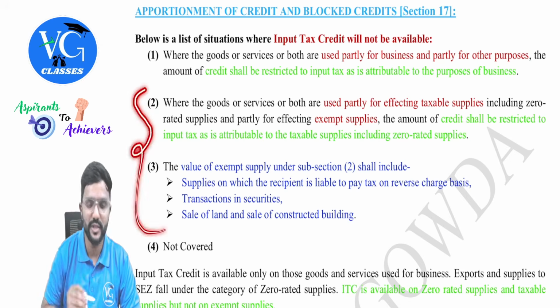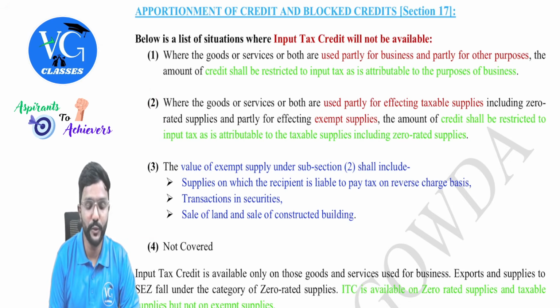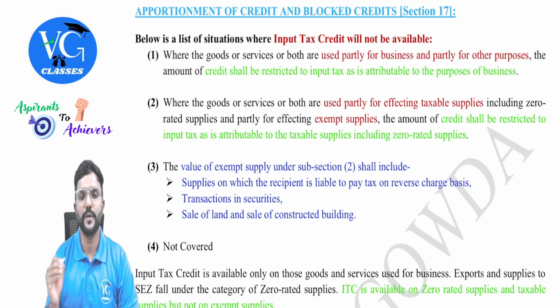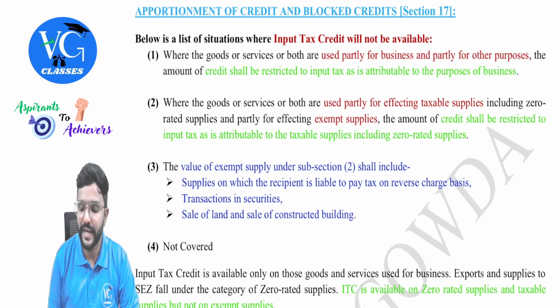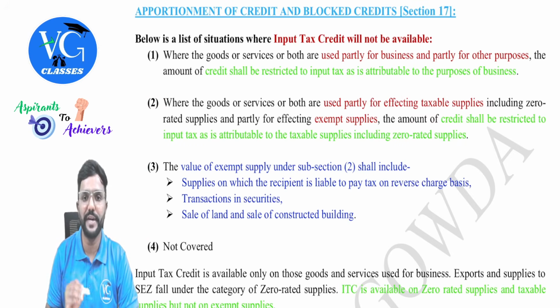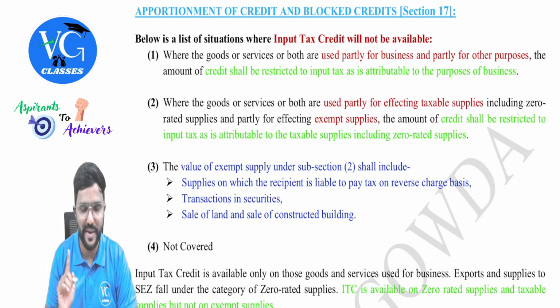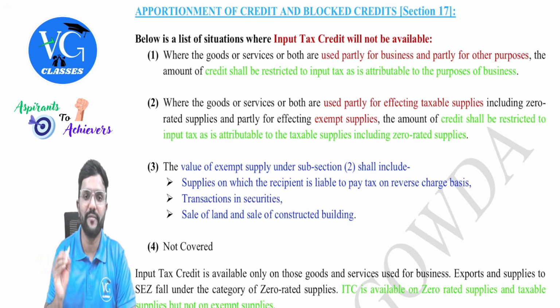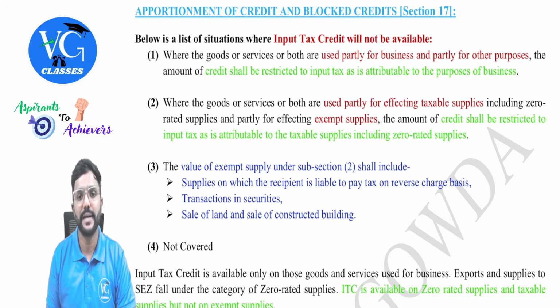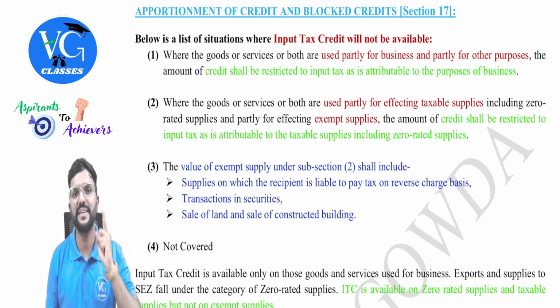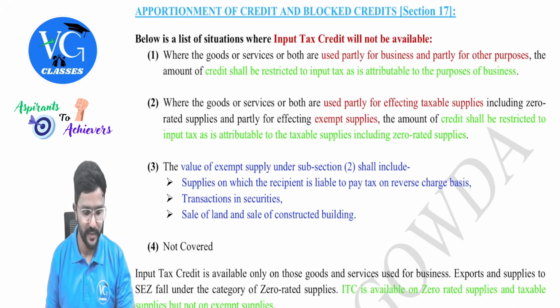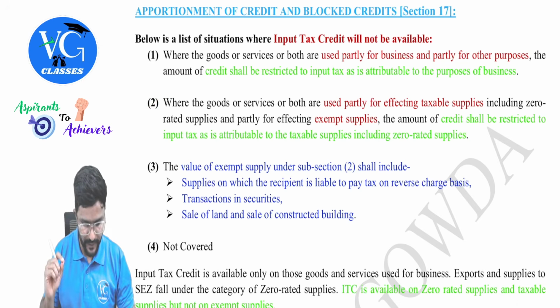Next, subsection 2. Subsection 2 and 3 have to be read together. What is subsection 2? Where the goods or services or both are used partly for effecting taxable supply, including zero rated supply, even zero rated supply is considered to be a taxable supply, and partly for effecting exempt supplies, the amount of credit shall be restricted to input tax as is attributable to the taxable supply, including zero rated supply. Before I explain this, what is zero rated supply is given in section 16 of the IGST Act. We will learn it. I had kept it pending.